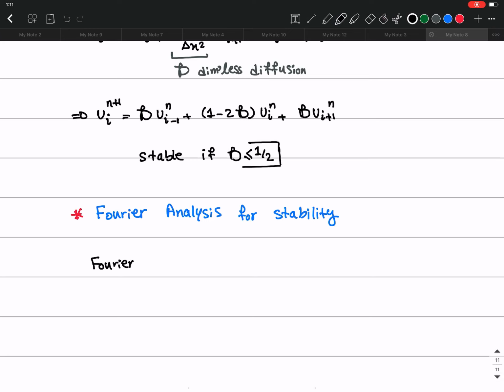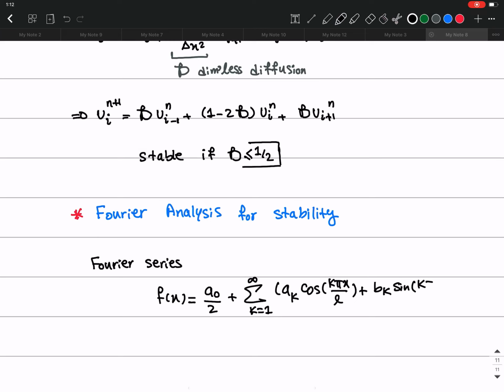So we have the Fourier series. The Fourier series is f(x) equals a0 over 2 plus sigma k equals 1 to infinity of a_k cosine k pi x over L plus b_k sine k pi x over L. This is the Fourier series for x between minus L and L. This means that we can represent any periodic function, of course, using this Fourier series and these coefficients a_k and b_k, in this form.